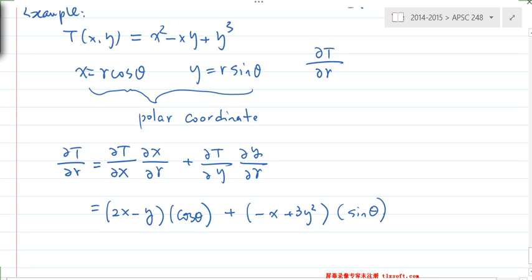Okay? So you end up with an expression. You don't stop here though. You end up with an expression of mixed x and mixed x, y, and theta. Right? You have a question?